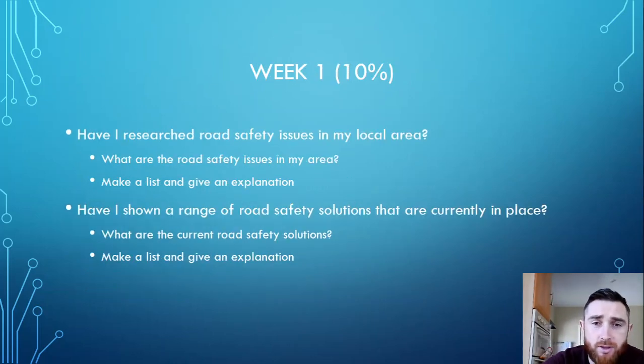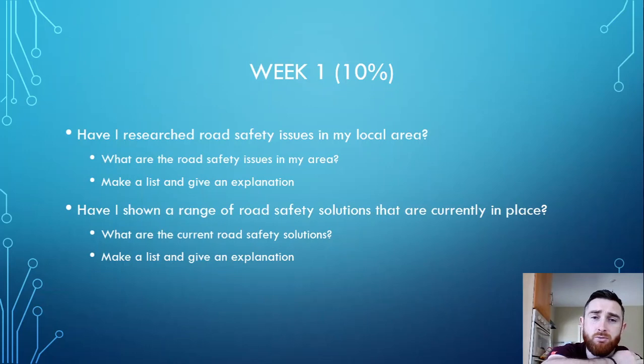Week 1, so your success criteria for week 1, which is worth 10%. Answer this question: have I researched road safety issues in my local area? If you have, what are the road safety issues? Make a list of them, give an explanation as to what those issues are and how they are affecting you. Have I shown a range of road safety solutions that are currently in place? If there are any solutions that have been put in place by the councils or by the town council, make a list of those and give an explanation as to how well or how poorly they are working, and whether you think they're safe or not.